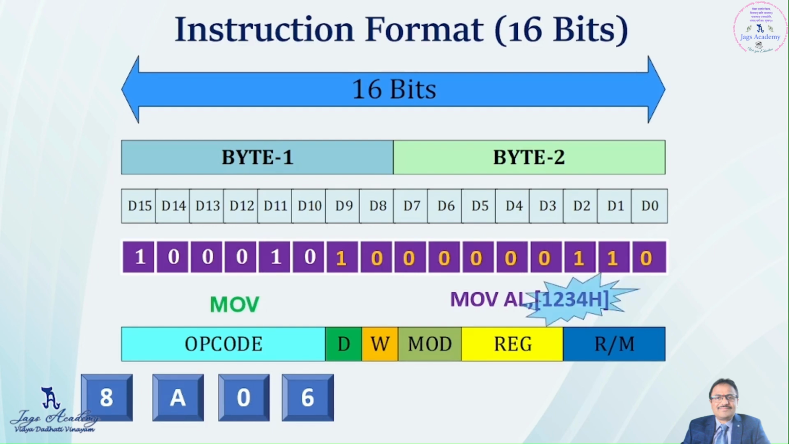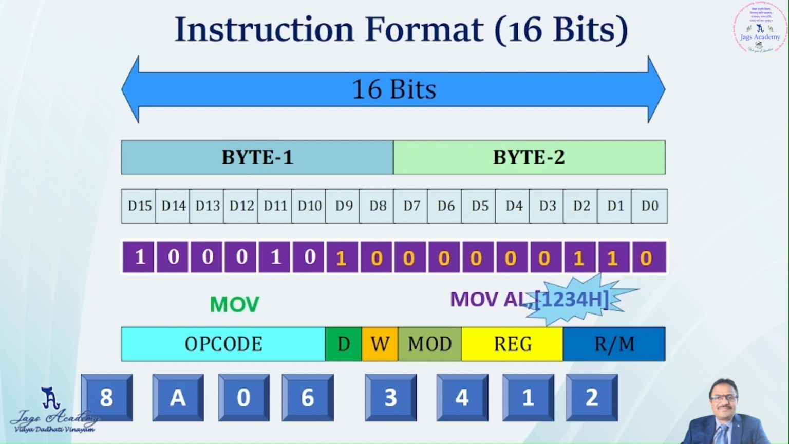you put the lower byte of the direct address first, and then you put the higher byte. Which are the higher bytes here? You put the higher byte of the address. Now you get the complete machine instruction for MOV AL, 1234H. How did we get it? Very simple.